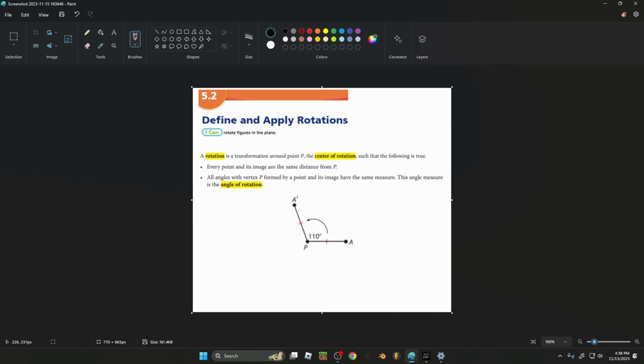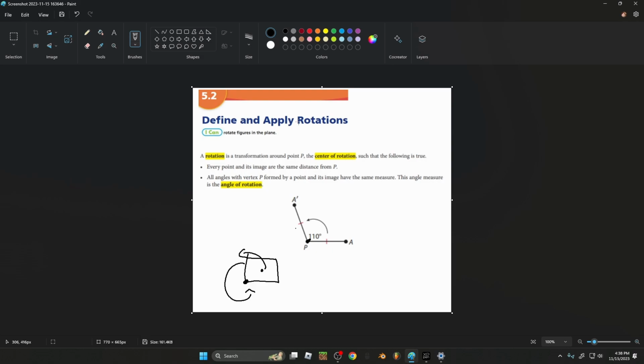An angle rotation is a transformation around the center point P. Imagine you're rotating a square. Without a center point, you can't really rotate it. Once you have this center point right here, now you can rotate it. Or if you have it right here, you rotate it.